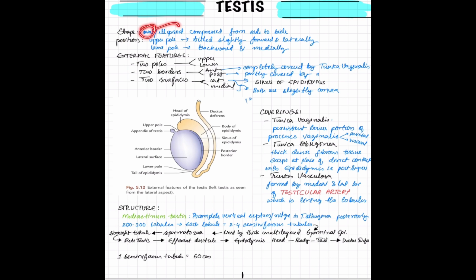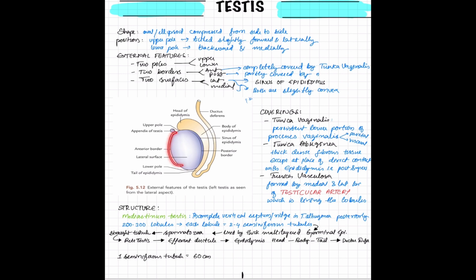Shape is oval and ellipsoid. Here, see the shape. This is either oval, we can consider it, or ellipsoid. The most important thing here is that it is compressed from side to side. Why am I saying this is most important? Because when it is compressed from side to side, it can have an upper pole, a lower pole, and as it is compressed from side to side, it will have anterior and posterior borders.